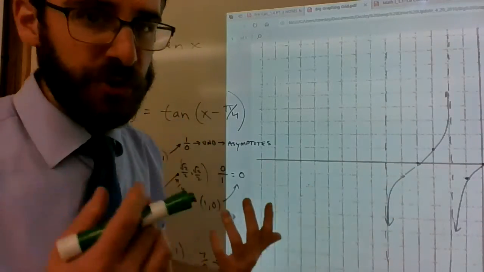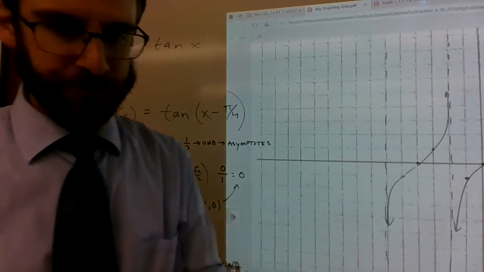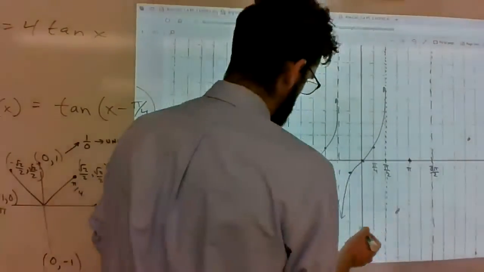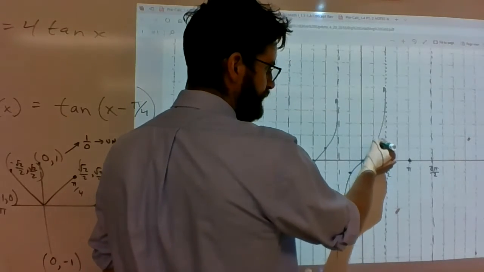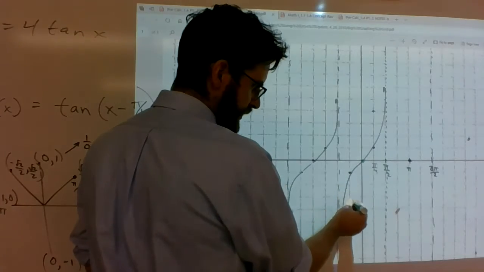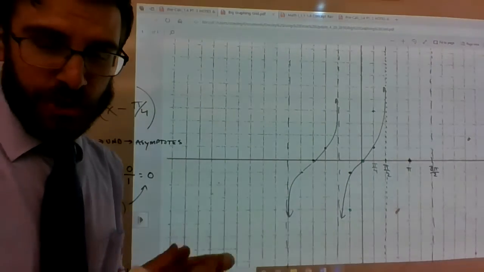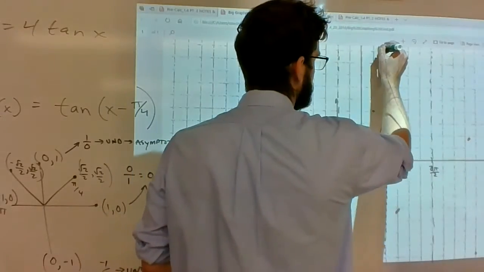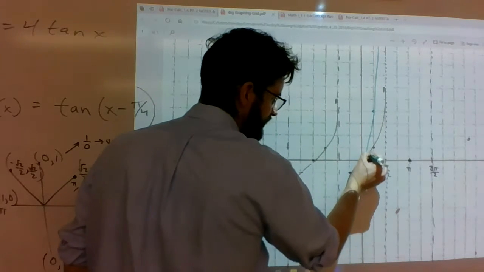At any rate, if you just use the strategy of multiply all the y values by 4, it'll show up pretty clear what your curve's supposed to be. So starting from the middle, 0 times 4 is 0, 1 times 4 is 4, negative 1 times 4 is negative 4. So this is what happens when you put a 4 in front of the tangent. It stretches it out really, really far, and it's very difficult to graph.